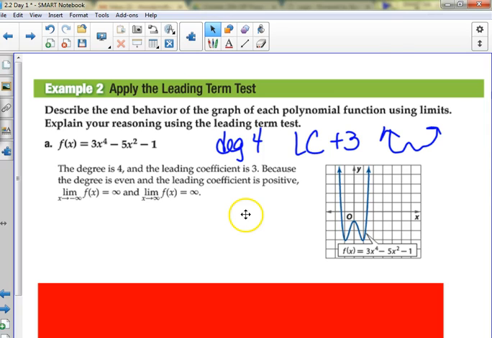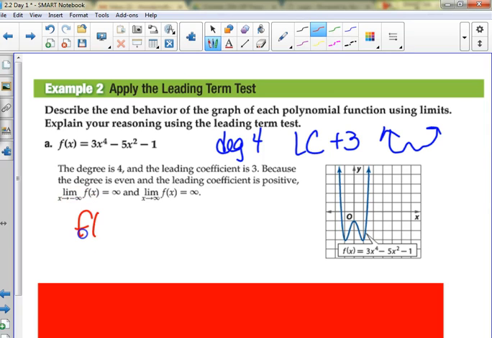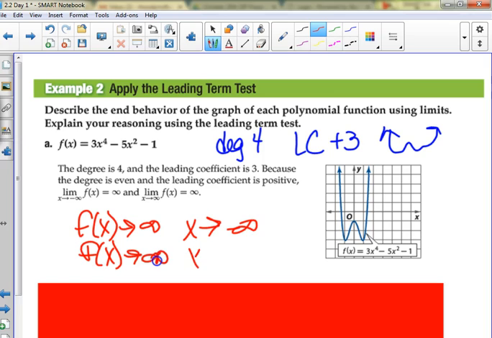Both ends. We would write it this way, right? Approaches infinity as x approaches negative infinity, approaches infinity, oh my goodness, as x approaches positive infinity. That was a hot mess. We good?